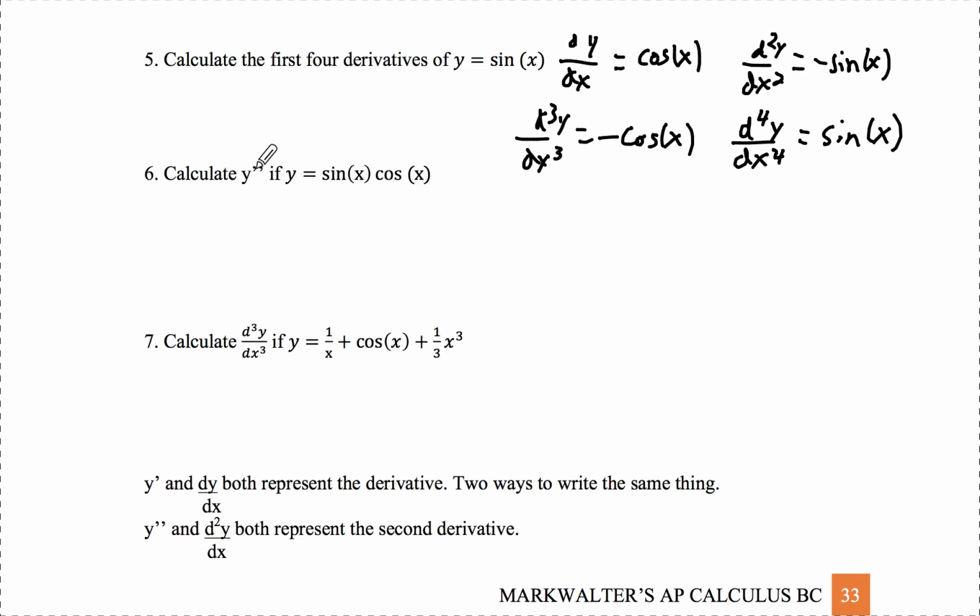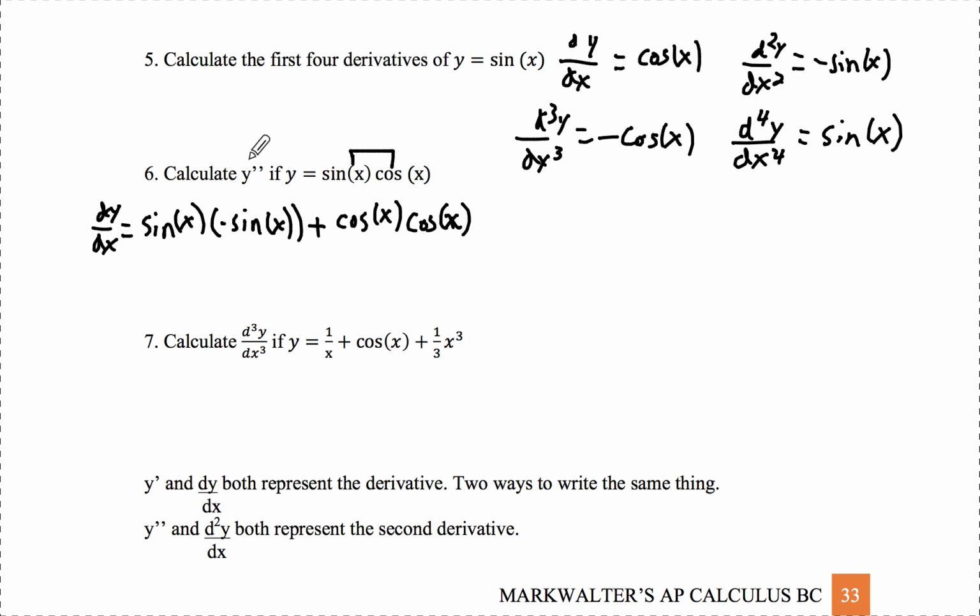And we want to calculate the second derivative for this function, but we've got to be careful. This is a product rule. So dy/dx: the product rule says keep the first times the derivative of cosine, which is negative sine of x, plus derivative of the first, the derivative of sine is cosine, keep the second.